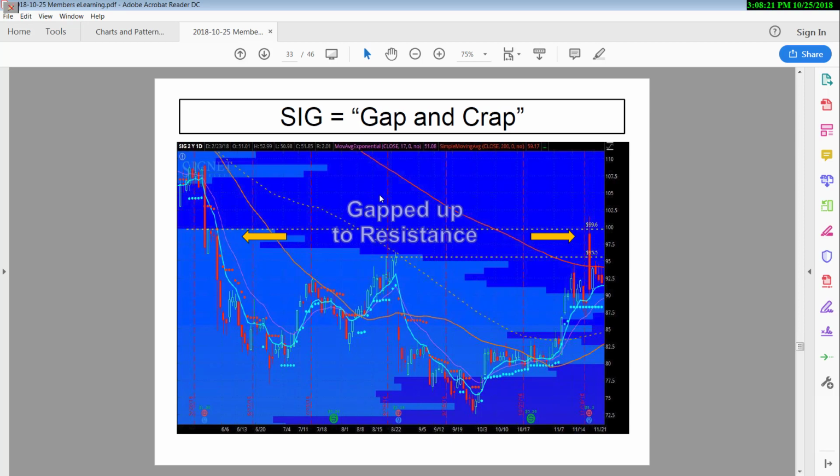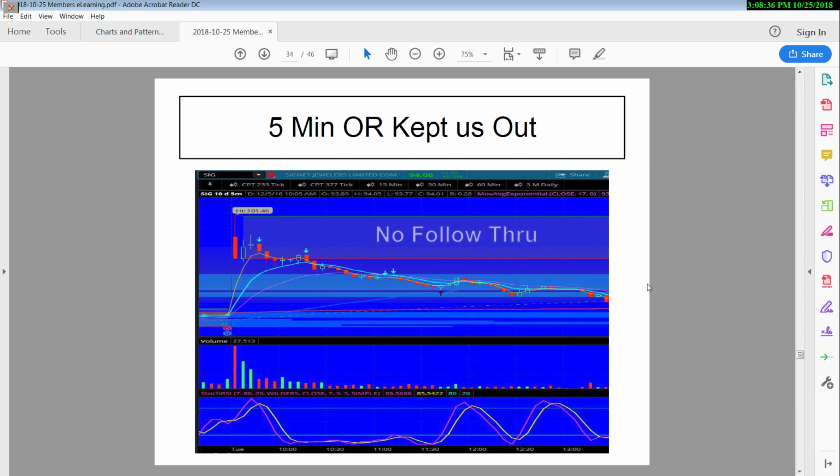All right, SIG, gap and crap. It gapped up to $100. It didn't follow through and pulled back. Went all the way back down to 90, which is back about where it started the day before. 5-minute opening range. SIG, that same chart we were looking at before. Where did it get to? It got as high as 101, but the body was right here.